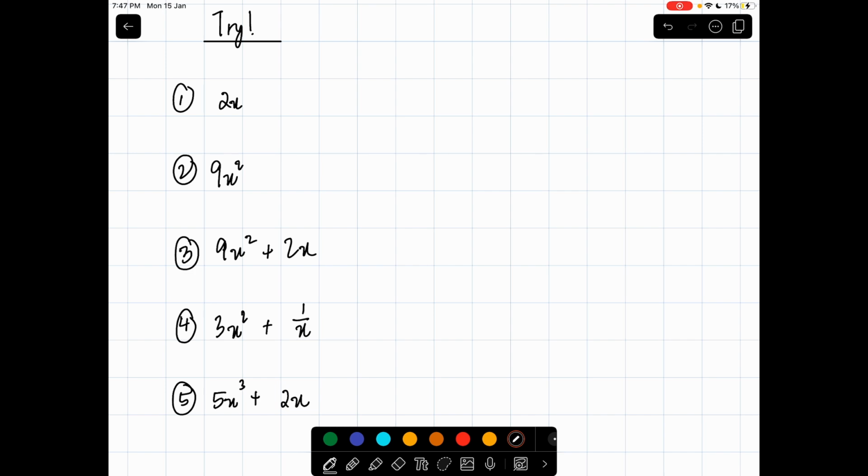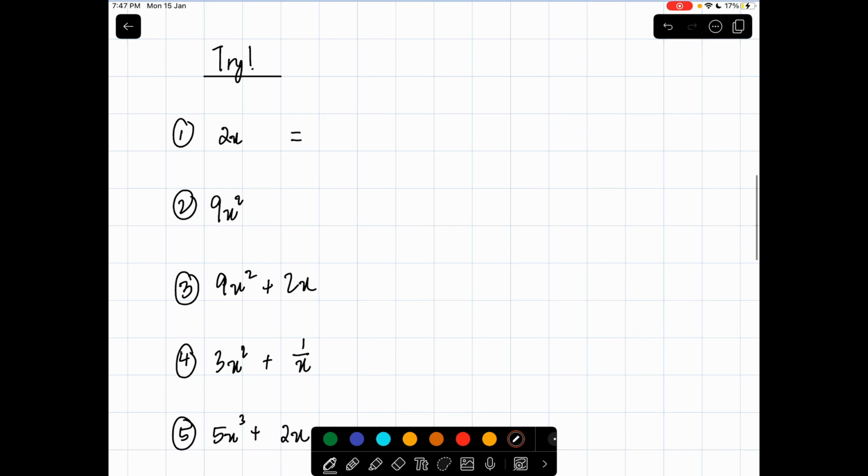So here we go. For the first one, 2x. Is 2x a quadratic expression? The answer is no. It's no because the highest power has to be 2, and there is no 2 here. So the power here is 1, because if there's no power, it means it's 1. So 2 times x to the power of 1 is not a quadratic expression because it doesn't fulfill the second rule. Let's move on to the second one.